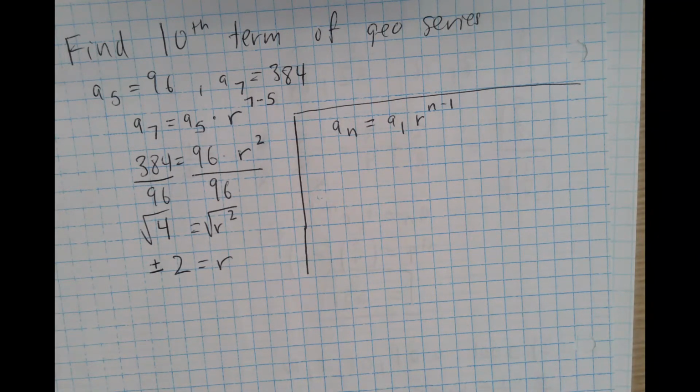What's one of the terms that we actually know? Josefina? We know r, and what's one of the a's that we know? Like which term?